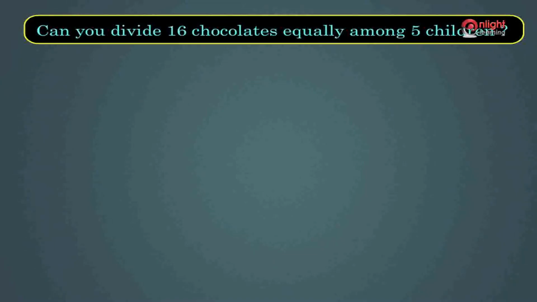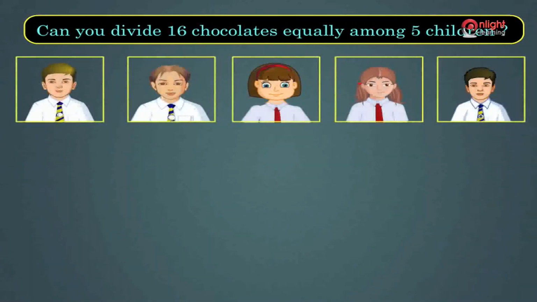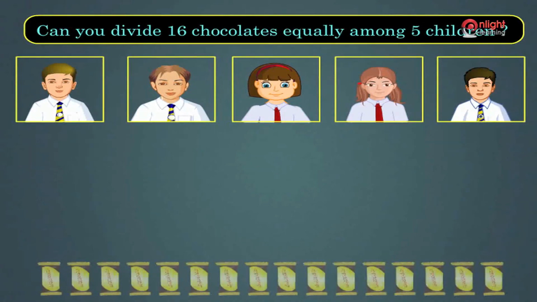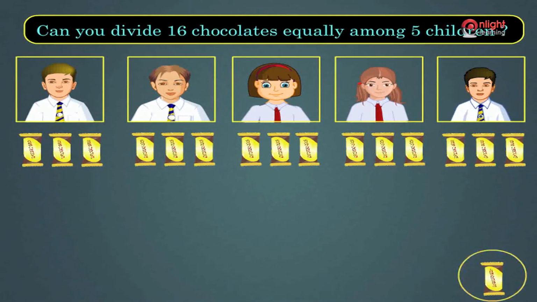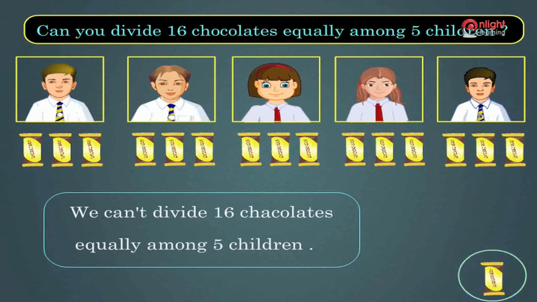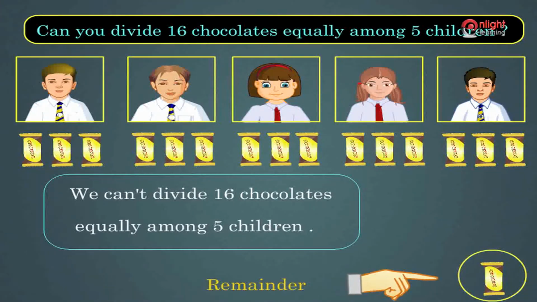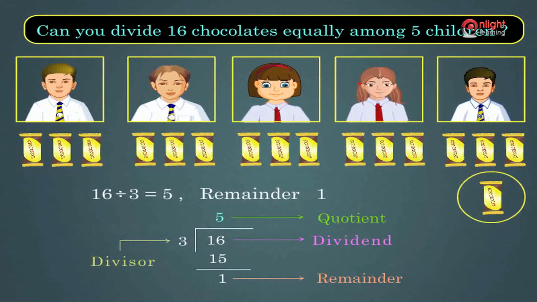Can you divide 16 chocolates equally among 5 children? Take 16 chocolates. Give 3 chocolates to each of them. 1 chocolate is left over. So, we can't divide 16 chocolates equally among 5 children. The leftover is called the remainder. So 16 divided by 3 equal to 5, remainder 1. 16 is called the dividend, 3 is called the divisor, 5 is the quotient, 1 is the remainder.